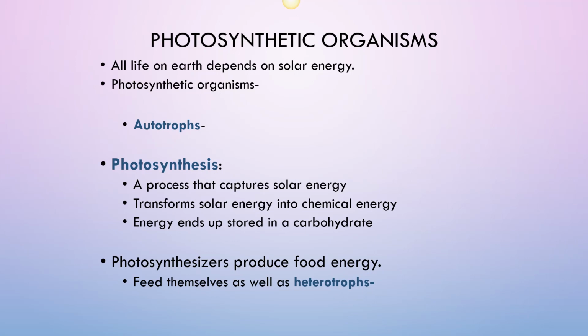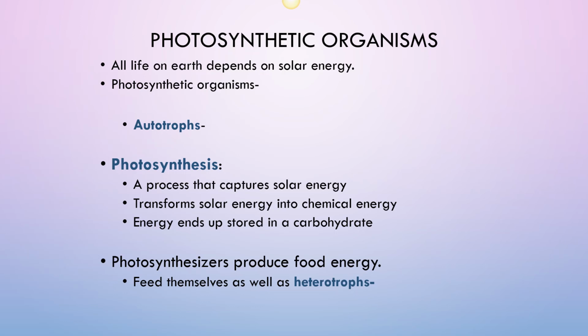All life on Earth depends on solar energy. So photosynthetic organisms are organisms that can use solar energy in order to create their own food. They're also known as autotrophs. Auto means self, troph, think about a food trough. So troph is talking about eating. They're able to make their own carbon source, their own food.